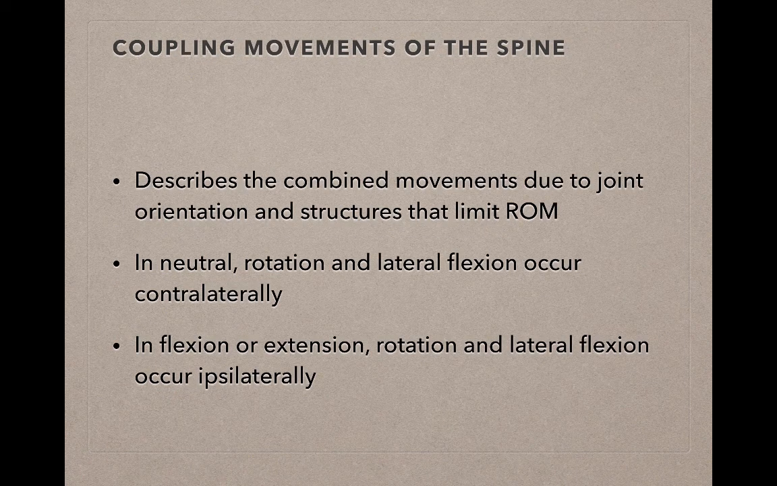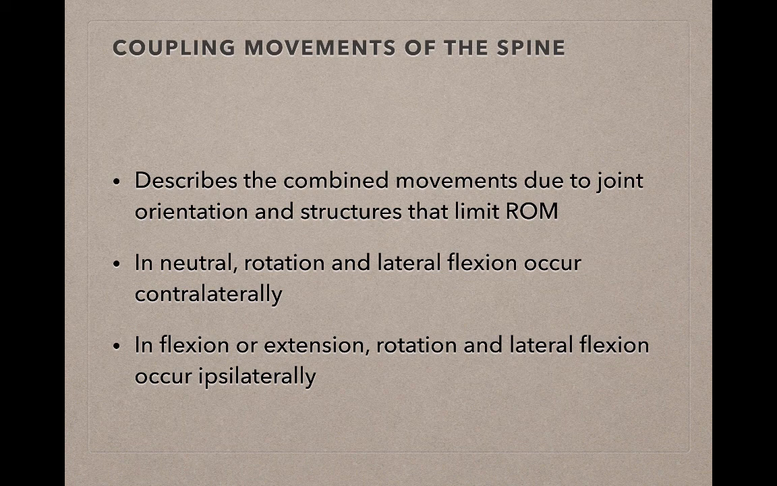Next, I want to talk about coupling movements of the spine. This describes the combined movements due to joint orientation and structures that limit range of motion. So motions in the spine occur in combined motions, often referred to as simply coupling or coupling movements. Again, this is due to the orientation of the facet joints, limitation in movement at the discs, the ligaments, and the muscles. Coupling follows two main principles.